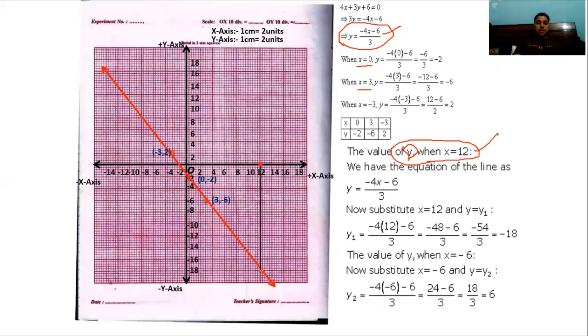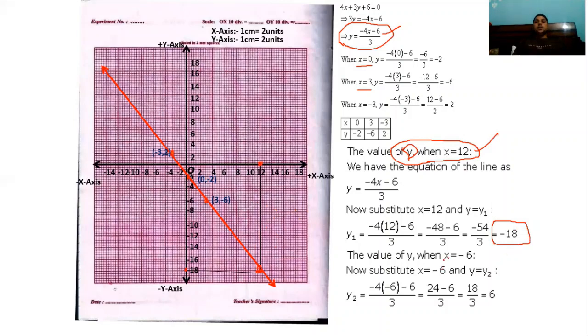From here again we drop a perpendicular, a straight line, which meets the y-axis at minus 18. So corresponding to x equal to 12, we have y equal to minus 18. This can also be verified like this. In this way, we can also find the missing point from the given question.